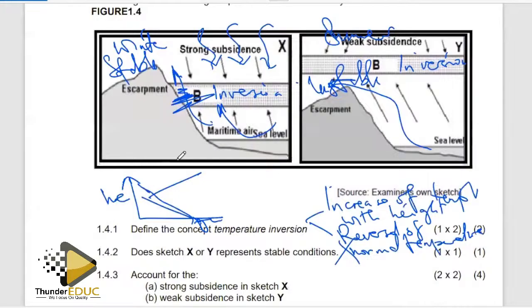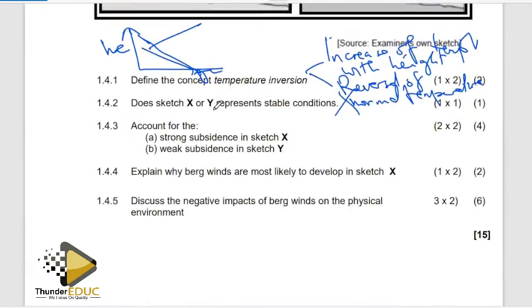The Berg winds develop during winter over the coastal areas because of sinking air. This sinking air, as it sinks down, again it's going down the escarpment. It's strongly subsiding and it's heating up adiabatically because of changes in pressure as it goes down. It tends to heat adiabatically and it's going to cause the Berg winds as it goes to the coastal areas.